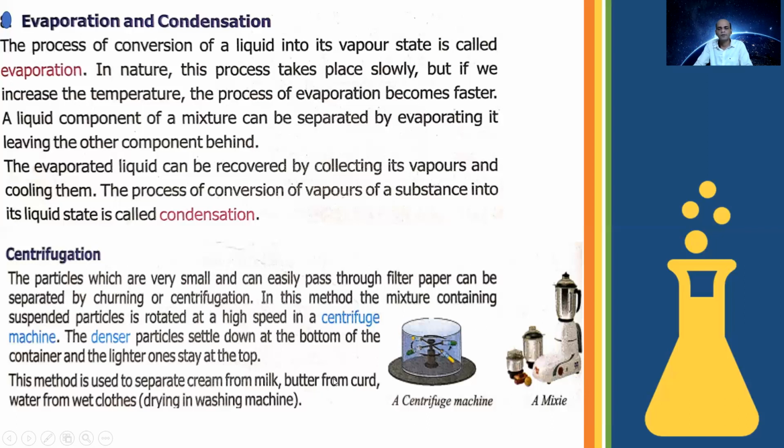Okay. So this is all about centrifugation. Centrifugation means, when the particles are very small, they cannot be filtered. Then what do we do? We use a centrifugal machine, and in that machine they are allowed to move at a very high speed. As a result, the heavier particles go down and are collected at the bottom, and the lighter particles come up and are collected at the top, right?